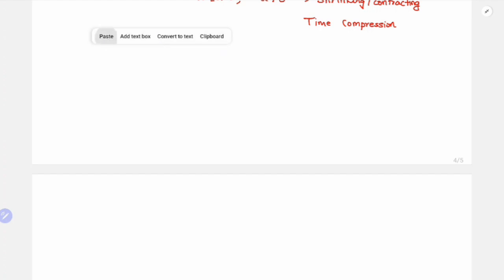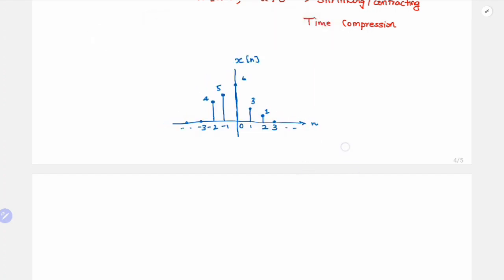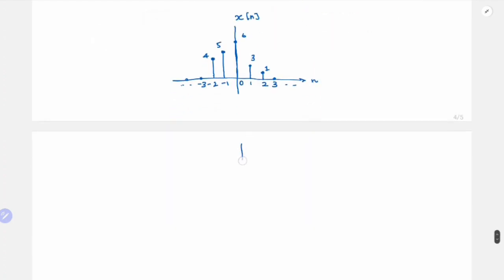Let me put it here. So now I want to build a signal phi dash of n equal to x of n by 2. You can see n is an integer, but n by 2 may not be an integer. It's an integer only for even values. So what do I do then? Let's see whatever we can find out.